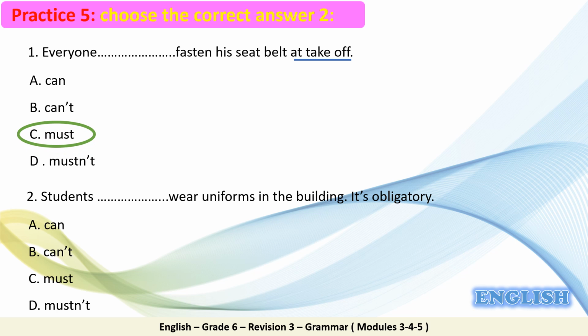Number two, students can, can't, must, or mustn't wear uniforms in the building. It's obligatory. Very good. It's important here. It's obligatory. It means there is a law or regulation. Students must wear the school uniform in the building. Very good job.